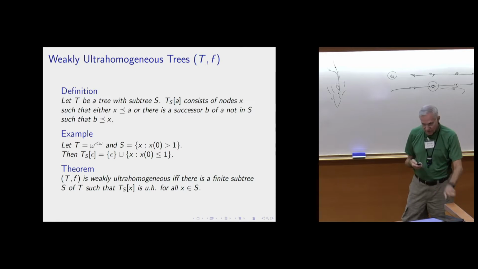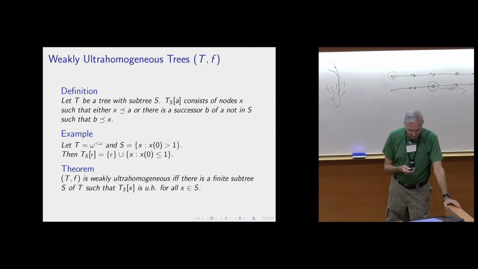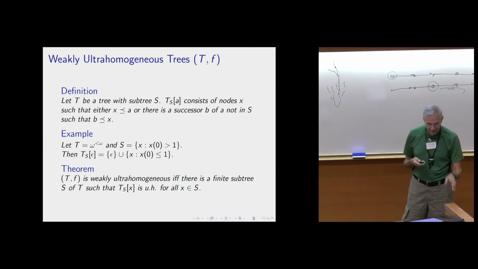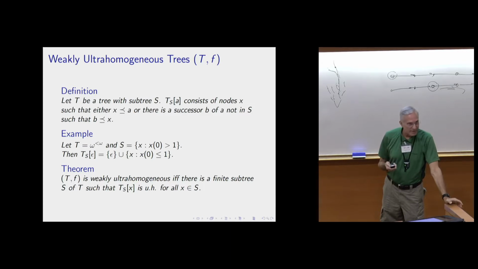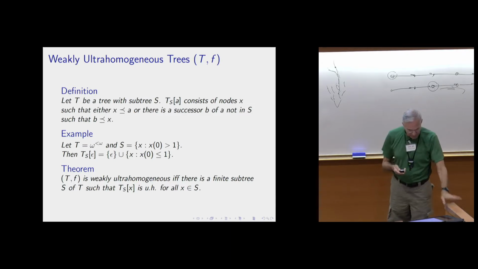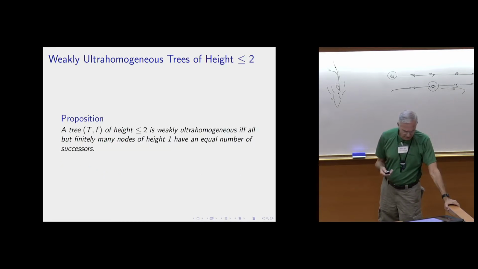So there's a notion under which it's weakly ultrahomogeneous, provided that when you restrict from every node, you can come up with an ultrahomogeneous tree. In particular, it would work if you had a finite tree, and then below every one of those, or above every one of those nodes, you had an ultrahomogeneous tree. That would be an example of being weakly ultrahomogeneous, but it's a bit more general than that.